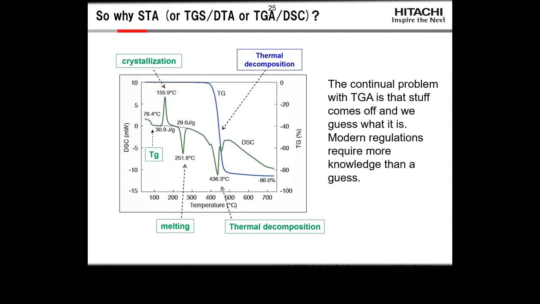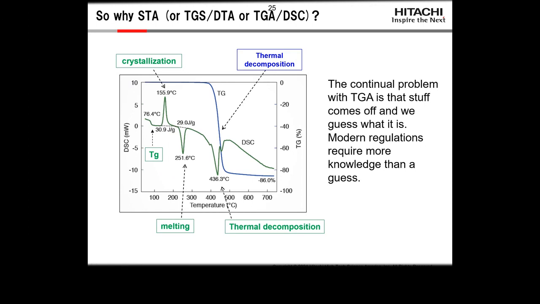Well, the continual problem with TGA is the stuff comes off and we're guessing. And so a lot of modern regulations want to know that. We also can't see things that don't have a weight loss. So here, all of this stuff, the glass transition, the cold crystallization, and the melt happen in a part of the TGA that gives us no information whatsoever.